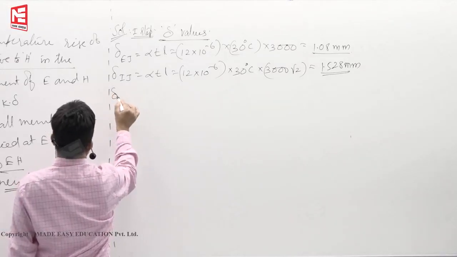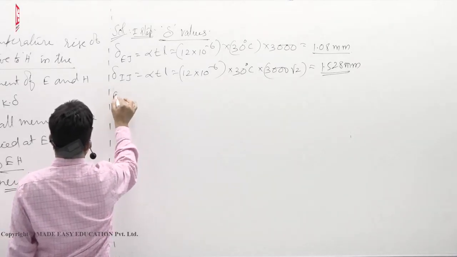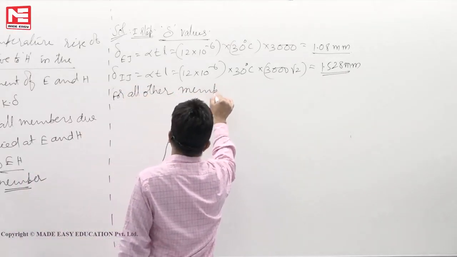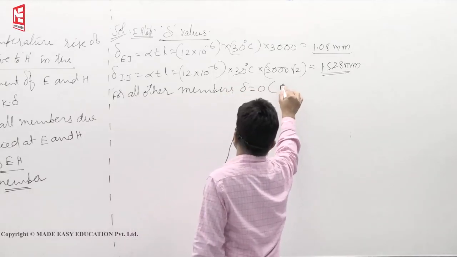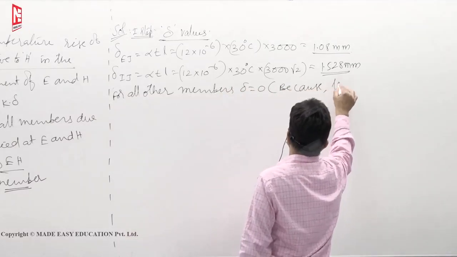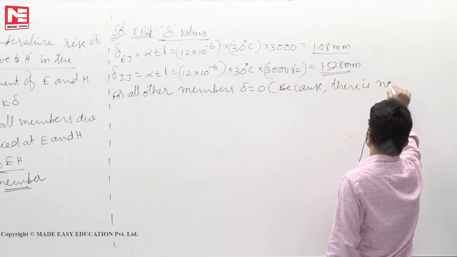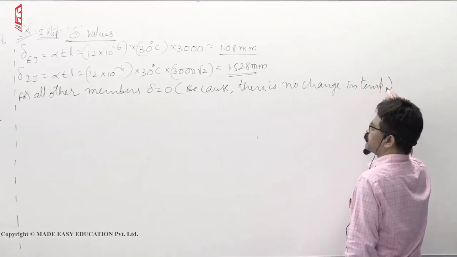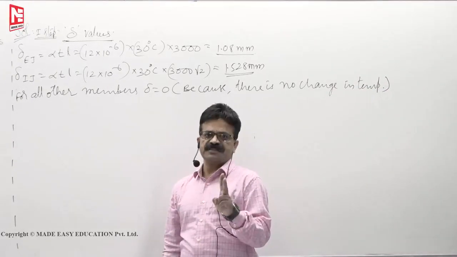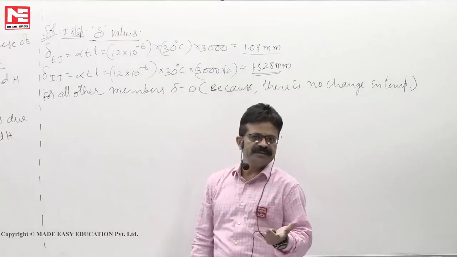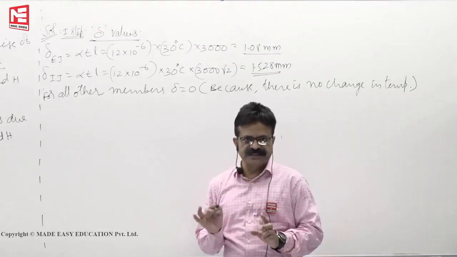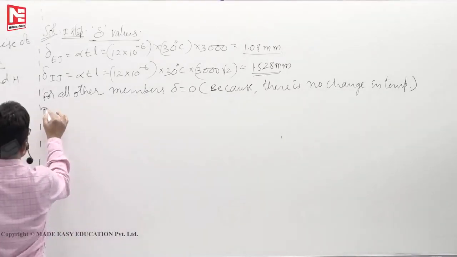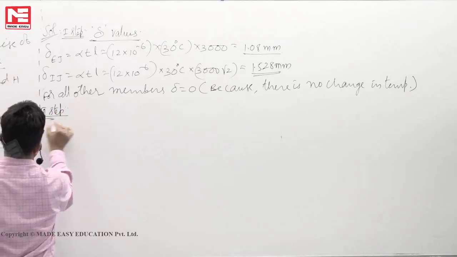So for all other members, delta is equal to 0. Why? Because there is no change in temperature. Only two members are subjected to temperature rise, other members no temperature change, so no expansion, no contraction. Okay, so delta is 0. So first step is over. Then second step, K values.